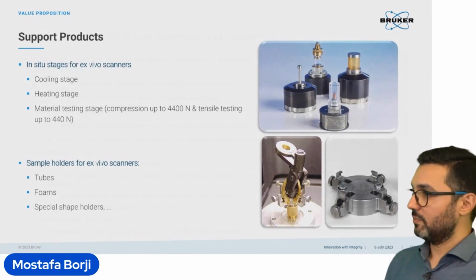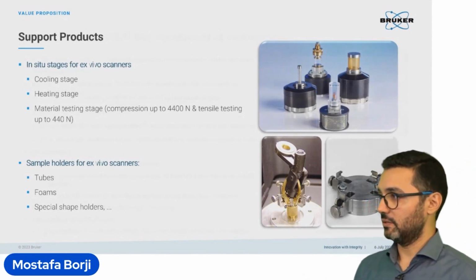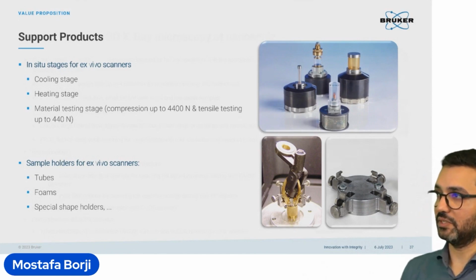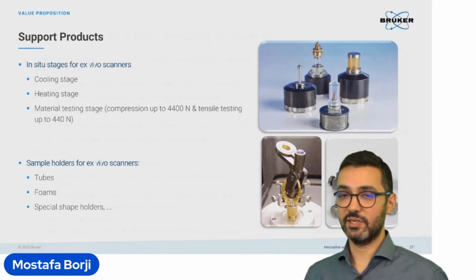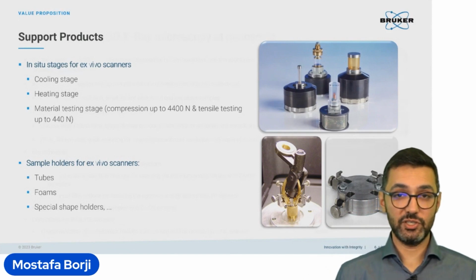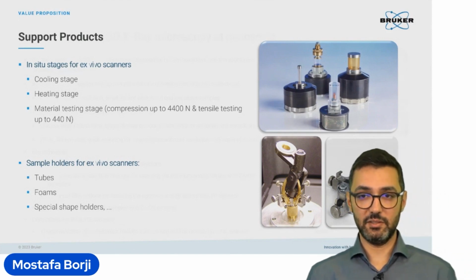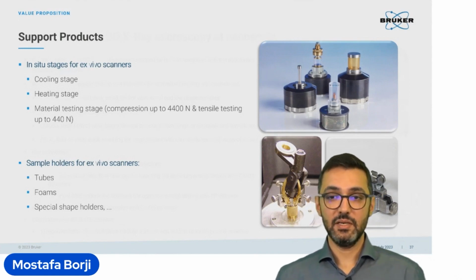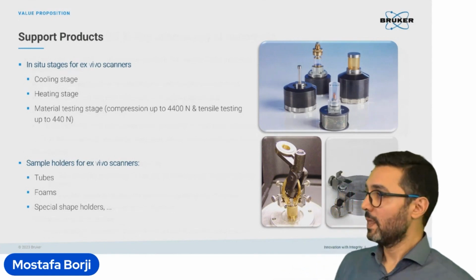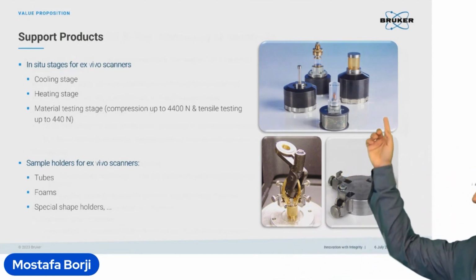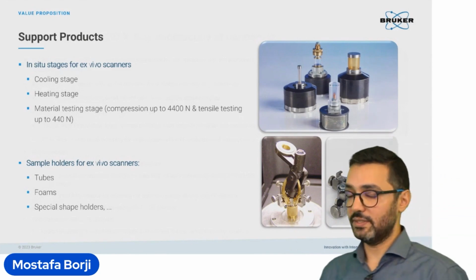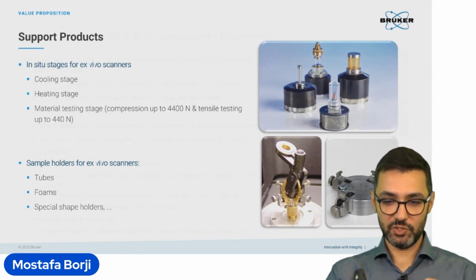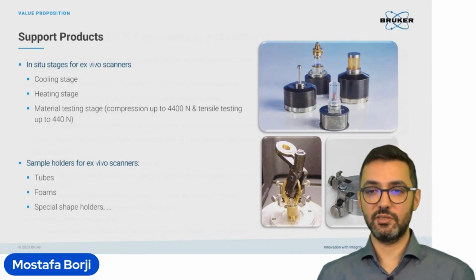There are some other plugins that might be of interest for some people, especially the material testing stage, that we can run compression and tensile testing on the material. So for example, compression on rock samples is quite popular. These stages are made in a way that they don't need any plugs or anything. They will just be placed on the stage inside the scanner.